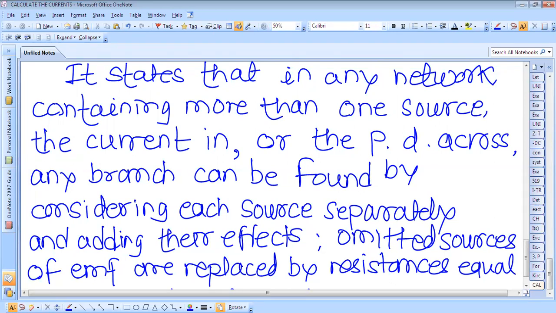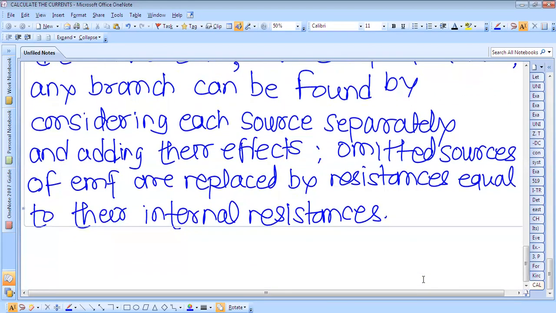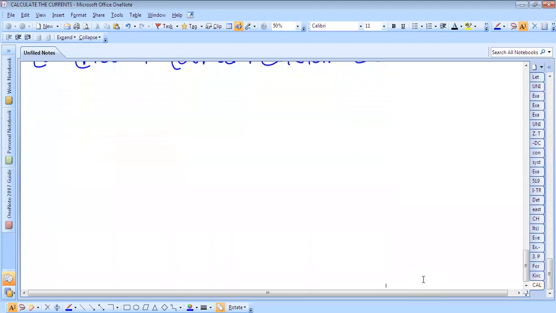But when solving these examples, we have to consider only one voltage source at one time and replace the other source by its internal resistance. And next step, omit the first source and again activate the second source. In this way, we have to find the current flowing or the potential difference across any branch. And now we'll consider one example so that we'll get the idea how to solve the examples by using the superposition theorem.